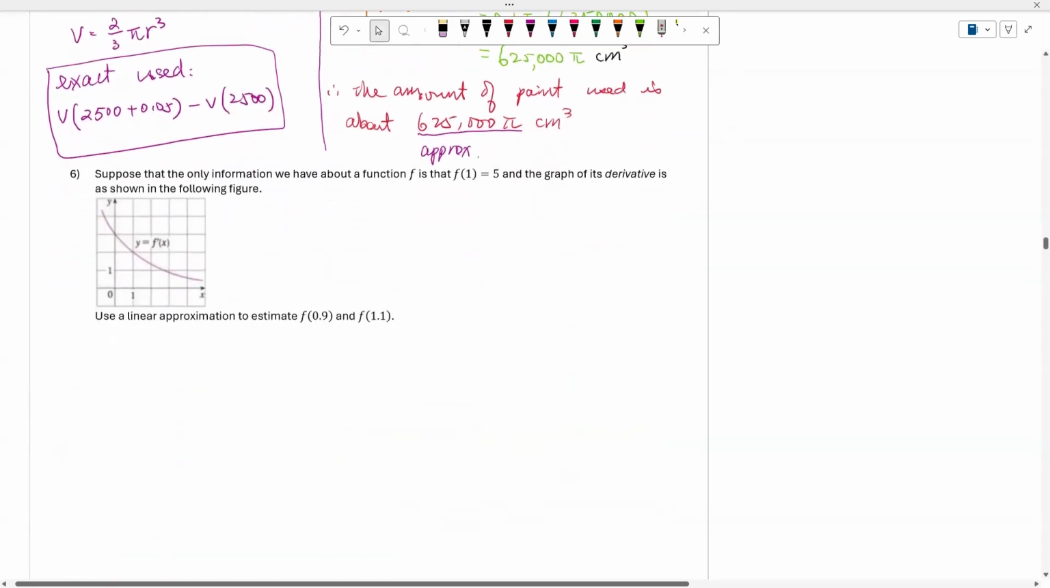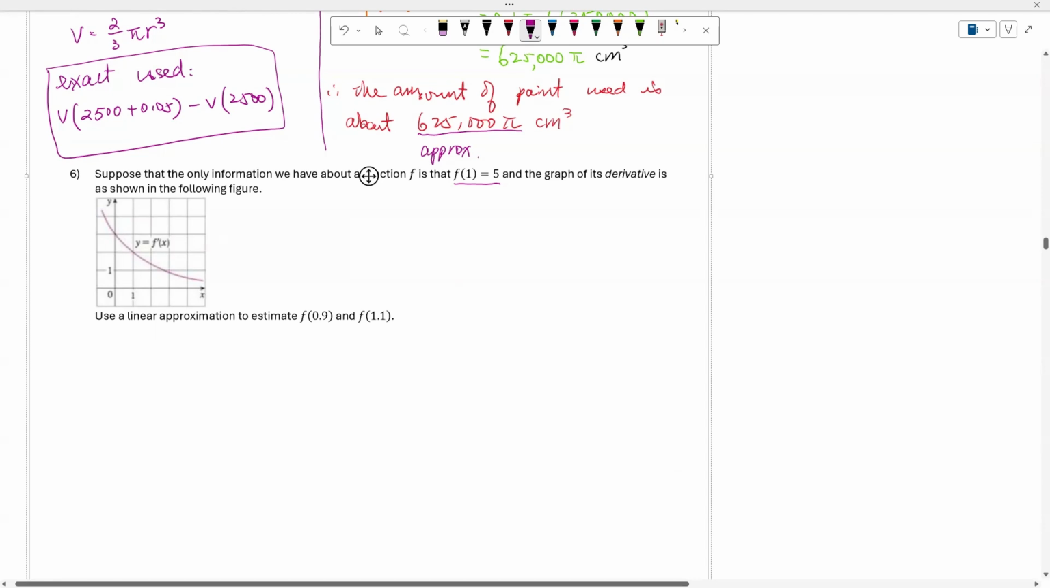Okay, so now let us look at our next example. Suppose that the only information we have about the function f is that f of 1 is equal to 5, and the graph of its derivative is shown. Now remember, this graph is the derivative graph, not the actual function f. What I would like to do is use the linear approximation to estimate f of 0.9 and f of 1.1.